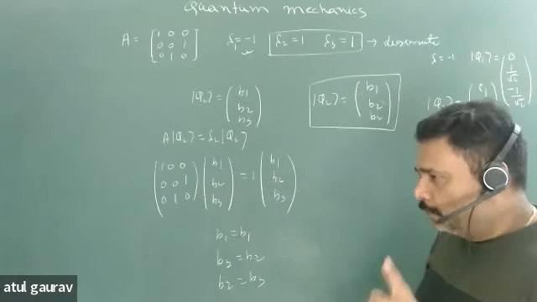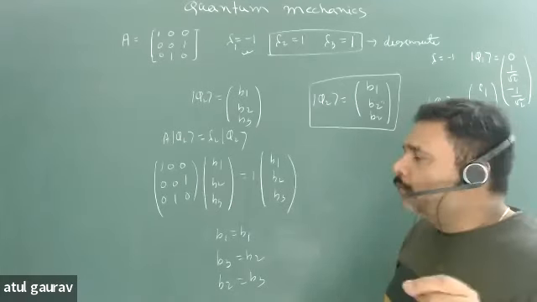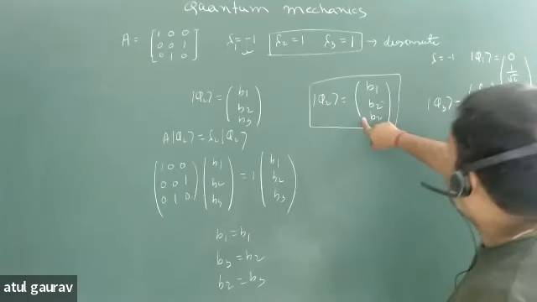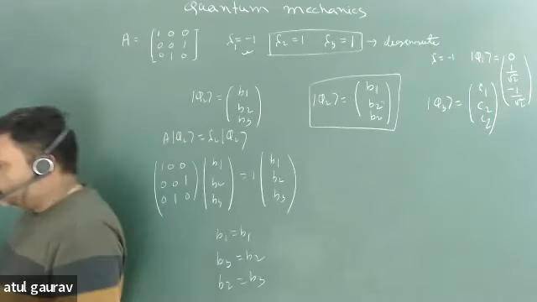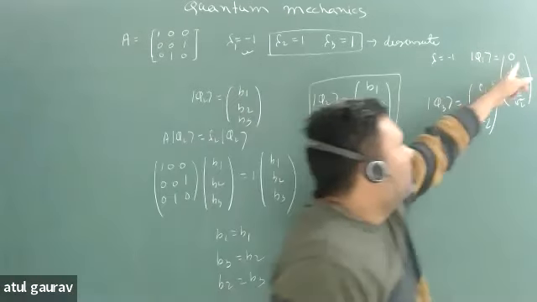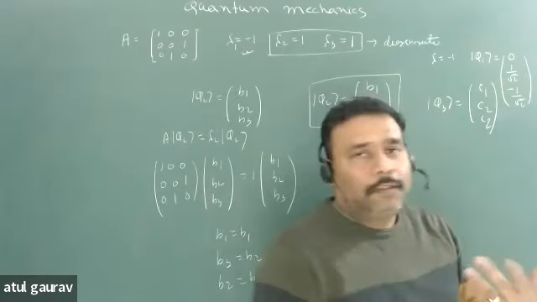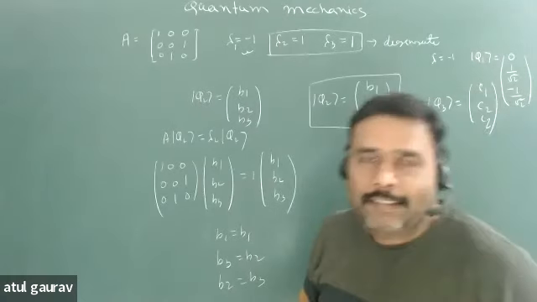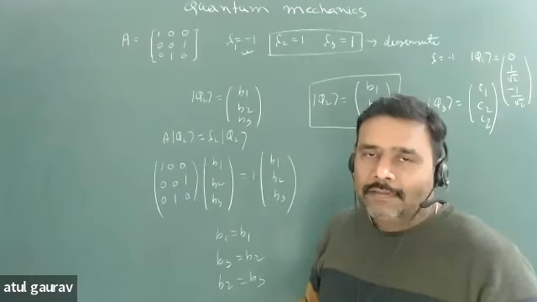But what we have to do now, do one exercise before going to the next one. Just take the scalar product between phi 1 and phi 2, and phi 1 and phi 3. What will you get? 0. B1 into 0 is 0, B2 into 1 by root 2 minus B2 into 1 by root 2 is equal to 0. So this vector and this vector are naturally orthogonal to each other, isn't it?